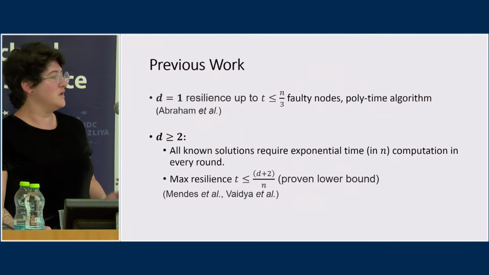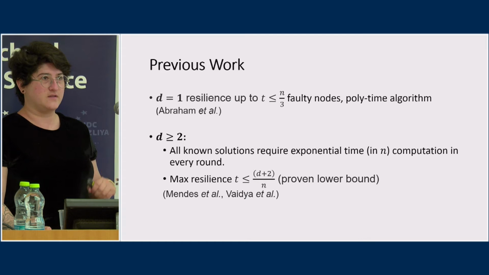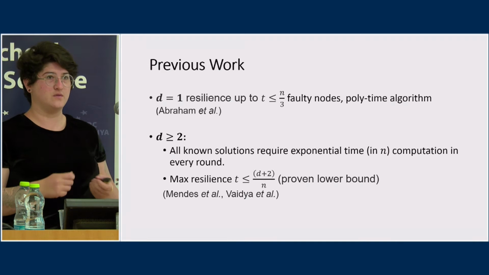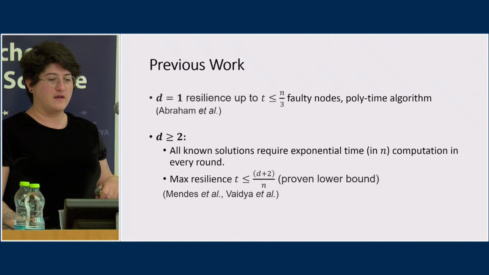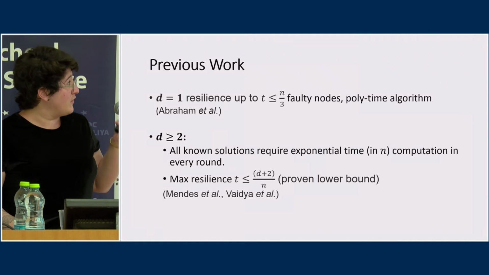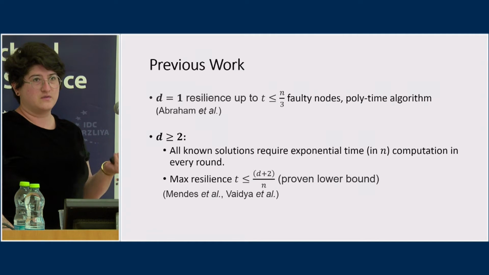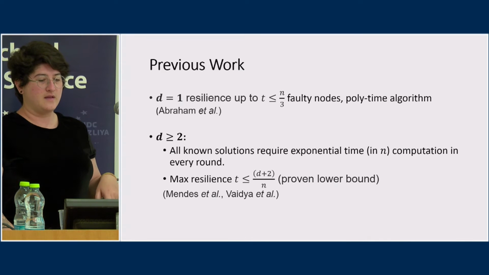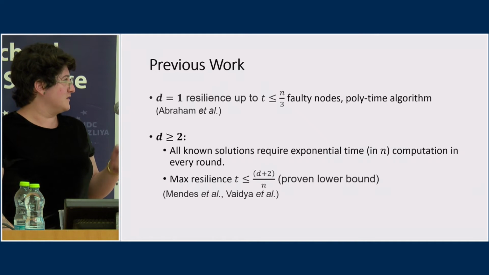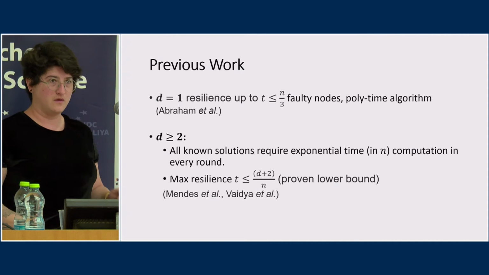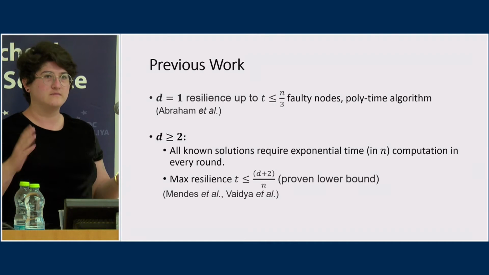Okay, so previous work has solved this. Abraham et al. solved this for d equals 1, which is just the one-dimensional case, so you have points on a line. And they solved it up to a third faulty nodes, and it's a polytime algorithm. And for d greater or equal to 2, the best known solutions are exponential time, and the max resilience decreases with the dimension. So the higher dimension we work in, the worse resilience we get, and this is a lower bound. So this is kind of not encouraging.